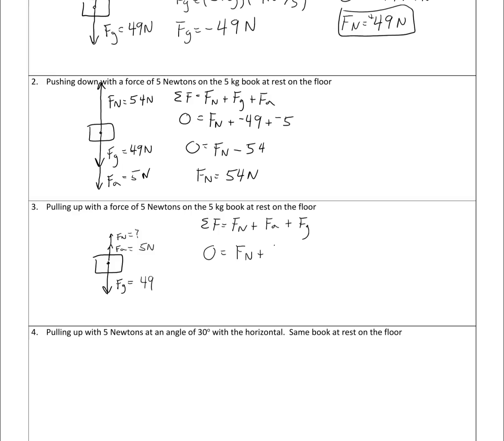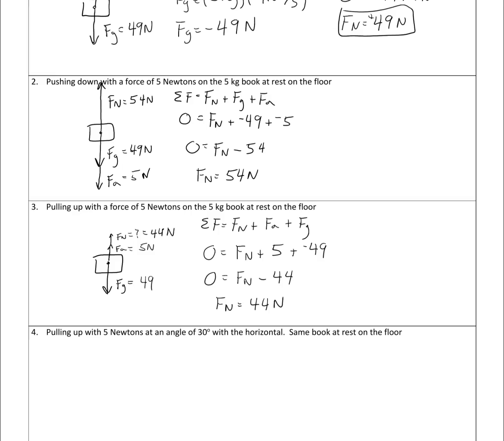The applied force is 5 newtons up, positive 5. The weight is 49 newtons down, negative 49. You combine like terms. 5 plus negative 49 gives you a negative 44. The normal force is equal to 44 newtons.